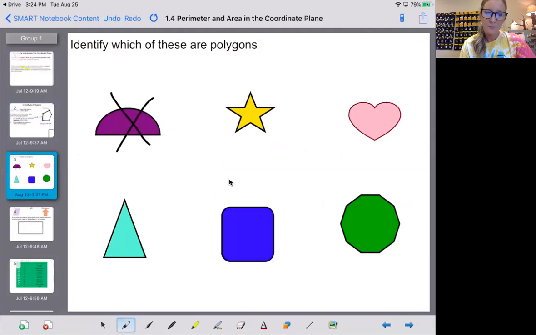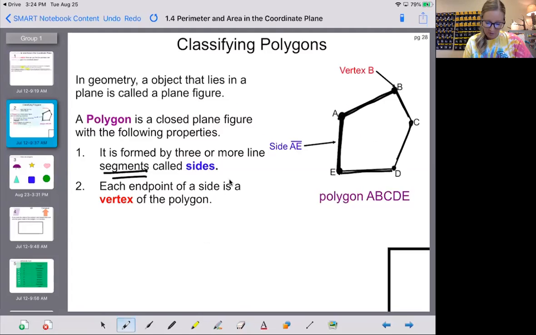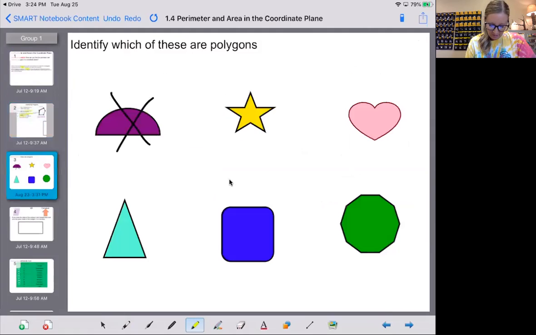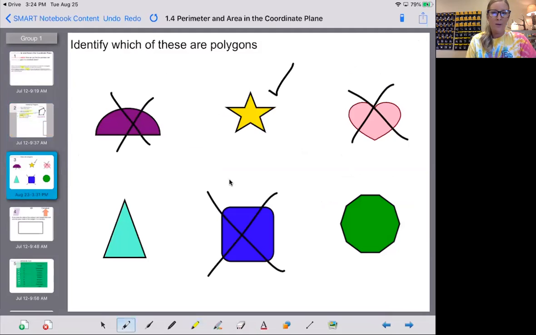What about the star? Okay, so does it fit the qualifications, a star? So let's go back. First of all, is it a closed plane figure? Yes, it doesn't have any gaps. Is it formed by 3 or more line segments? Yes. Do each of those line segments have endpoints that come together, creating a vertex? They do. So I'm going to say yes, the star is a polygon. I would say no for the heart and this wonky looking square curved thingy. I would say no for those 2. Of course, a triangle is a polygon. And then we have this shape here at the end, also a polygon.